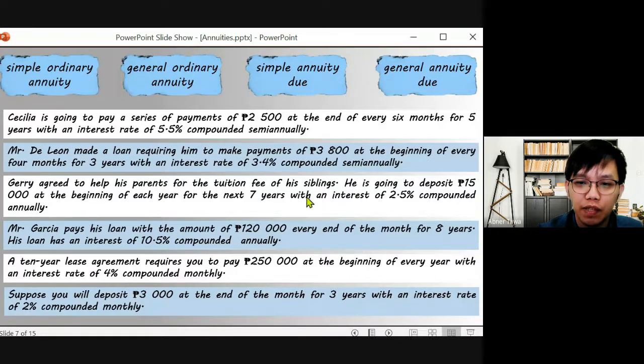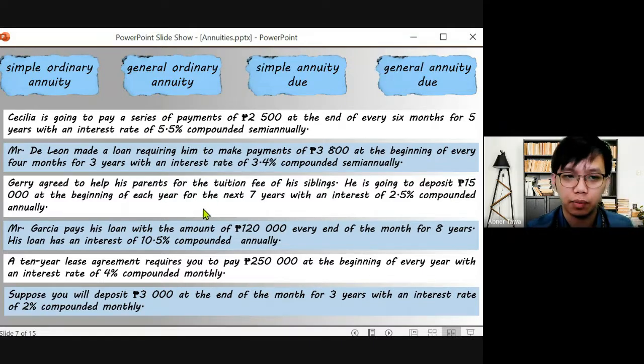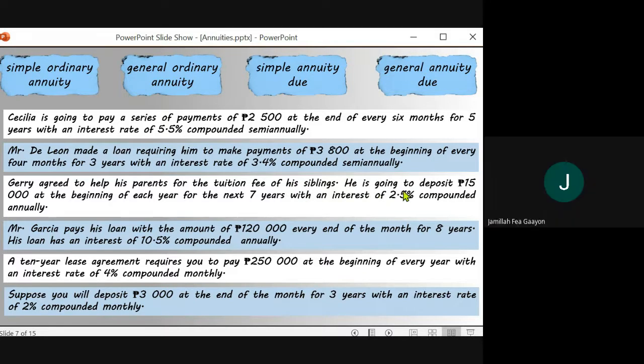Hopefully, are you convinced or do you have any clarification, Miss Jamila? May katanungan ba? Sir, may nabasa po kasi ako dito, general annuity due since the payment interval is every year while the interest conversion period is monthly and the payment is made at the beginning of the year.